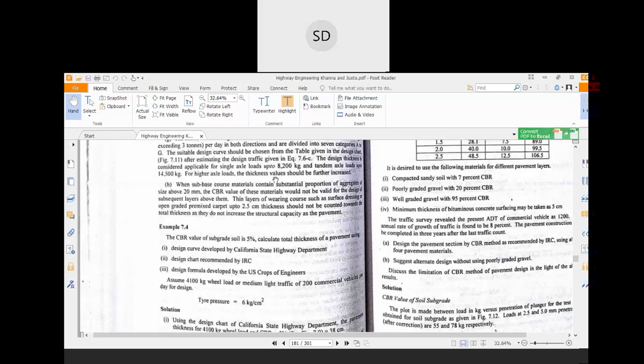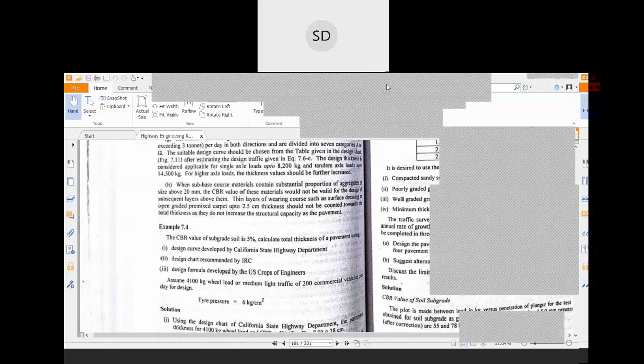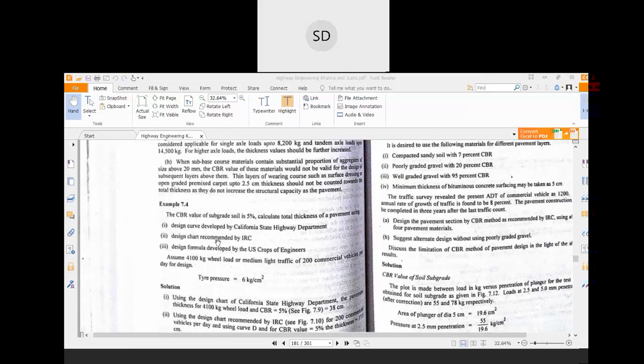Based on this IRC code, the design of the flexible pavement is based on the CBR value, or California Bearing Ratio values. Based on these CBR values, we will design the total thickness of the flexible pavement. Let us solve one example. It is given that the CBR value of the subgrade soil is 5%. Calculate the total thickness of the pavement using the design chart recommended by IRC. That is your question.